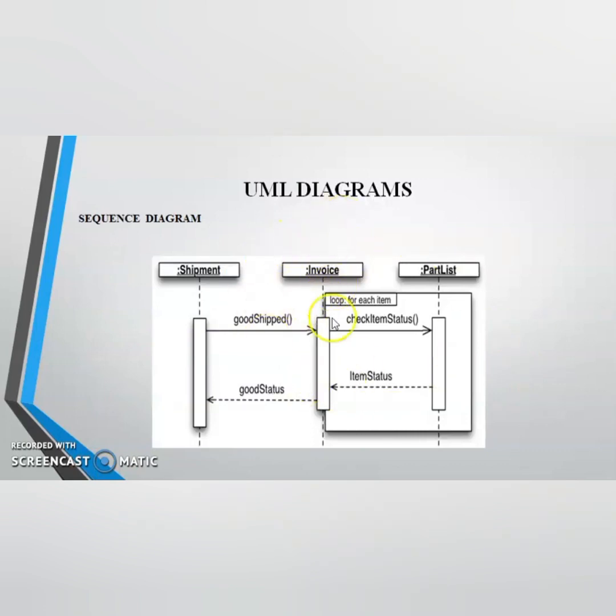This is the sequence diagram. Mainly in a sequence diagram, messages are passed as a sequence. There are three objects: shipment, invoice, part list. This is the shipment object. From the shipment object, they are shipping the books. If you are shipping the books, it would ship out. Once the books are ready to ship, it will check the item status on the invoice side. If it is okay, the part list returns the message, the item status. And if this is okay, the invoice object returns the message as good status to shipment. So this is going on here.